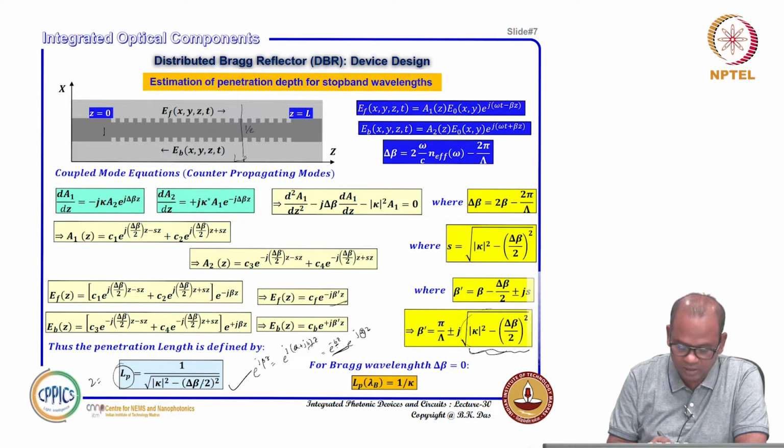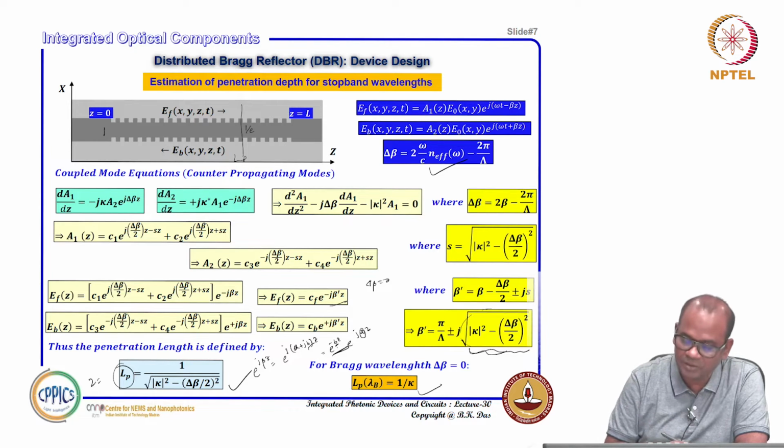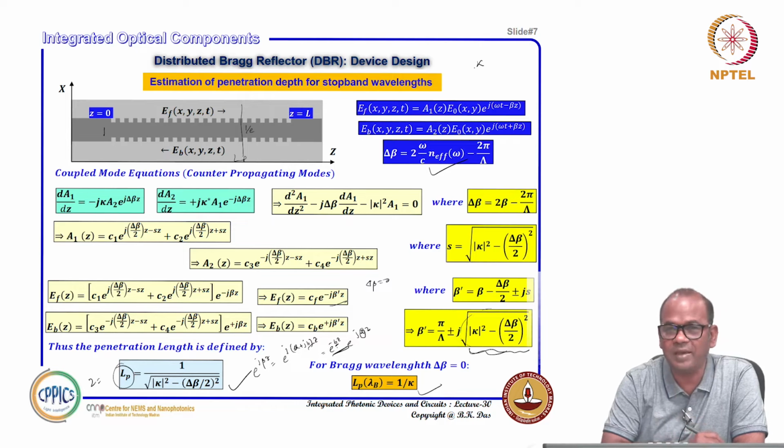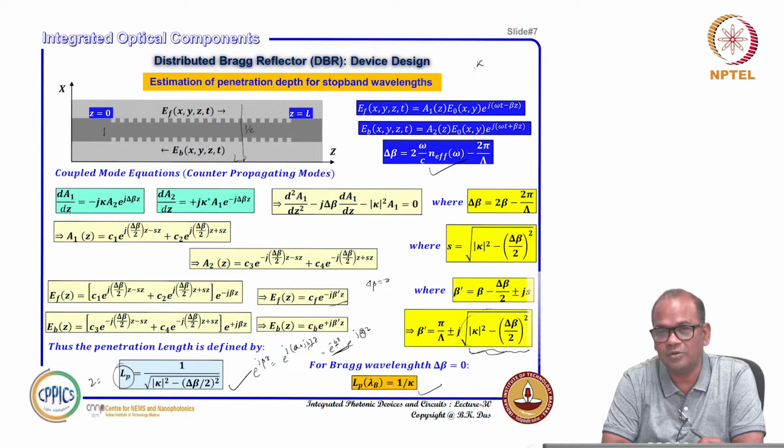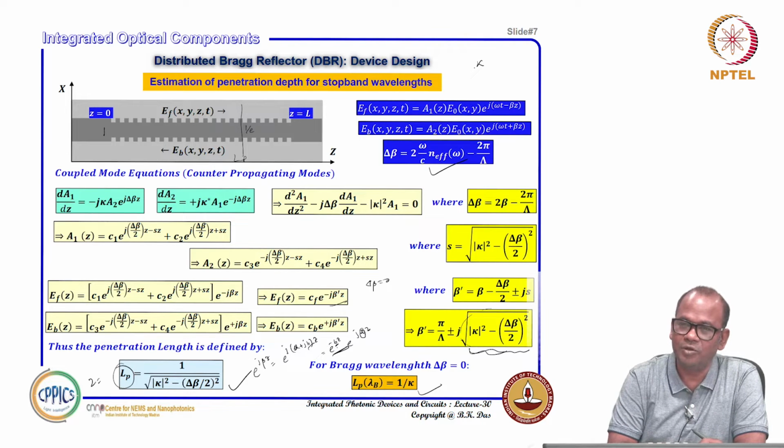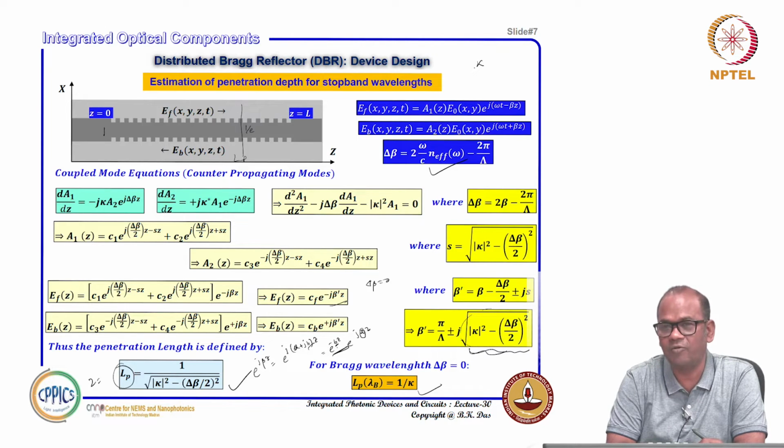If it is at the Bragg wavelength, then delta beta must be equal to 0, the phase matching condition. When delta beta equal to 0, whatever lambda or omega you can find from here is the Bragg wavelength. In that case, with delta beta 0, we get LP at lambda b equal to 1 over kappa. That means if you know the coupling strength of a DBR structure, which you can calculate, then 1 over kappa is the penetration length at the Bragg wavelength. Any electromagnetic wave operating at the Bragg wavelength will reduce to 1 by E.